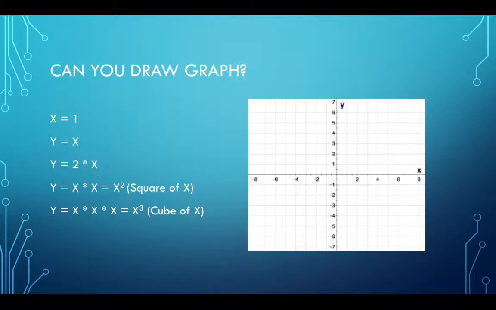We want to draw those equations on the graph. Can you draw this graph for these equations? We have some equations: X equals 1, Y equals X, Y equals 2 times X, Y equals X times X, and sometimes we can use this written format that uses a 2 at the right corner. We call it square of X.